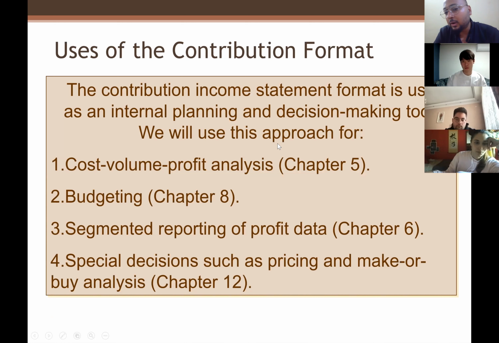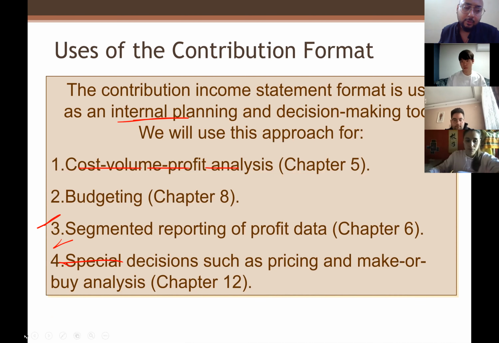So, uses of contribution format: we can use the contribution margin approach for internal planning and decision making. For example, internal planning includes cost, volume, profit analysis, CVP analysis, budgeting, segment reporting, and special decisions like pricing and make or buy decisions. We have whole chapters on that. The format is sales minus variable cost, we have contribution margin minus fixed cost, and the answer is net operating income.